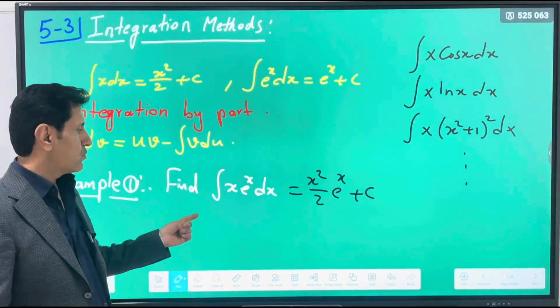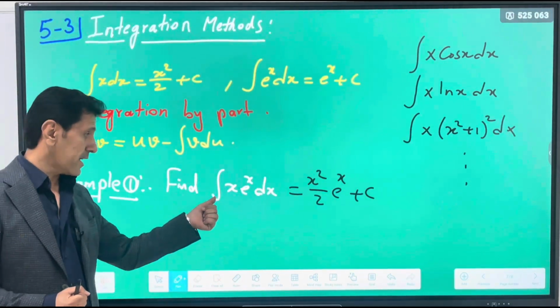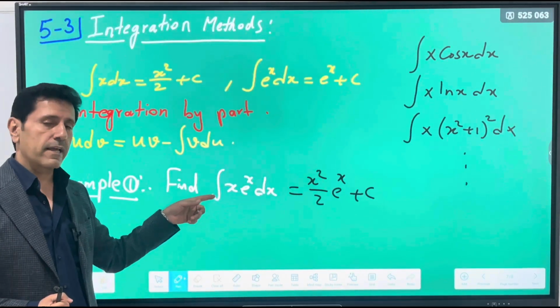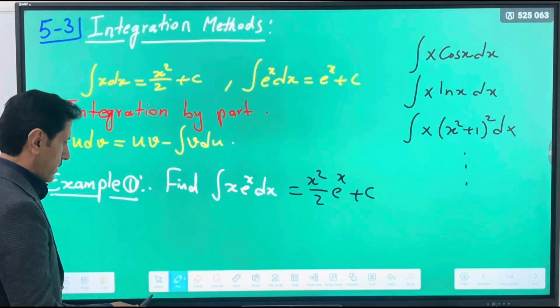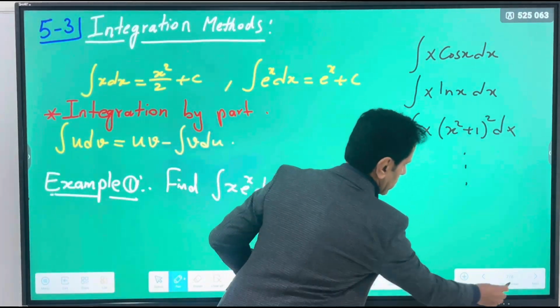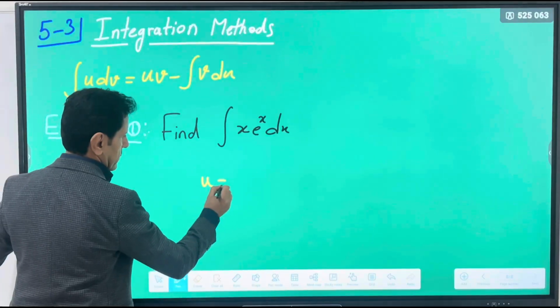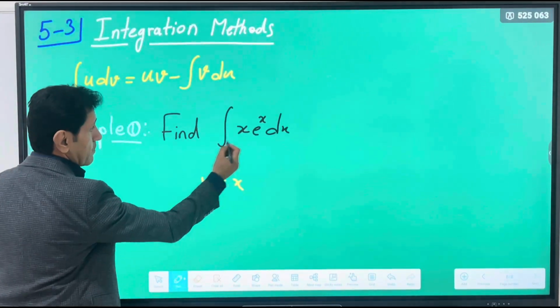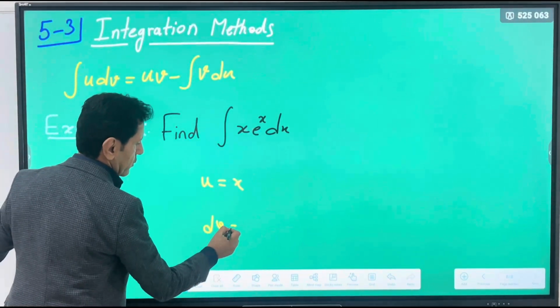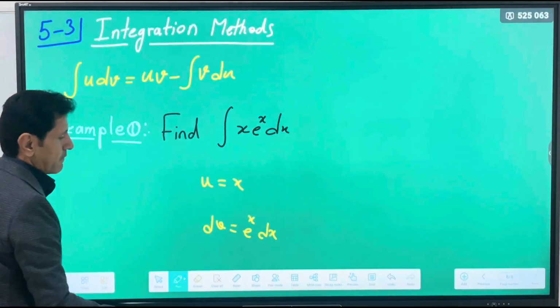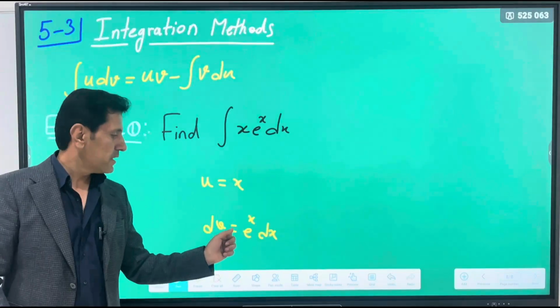But here I'm going to choose u is equal to x. If you look here, the derivative of x is equal to 1. It's less complicated than itself. That's why, guys, I'm going to choose u is equal to x, and then automatically dv is going to be e to power x dx. Be careful, dv always includes dx.